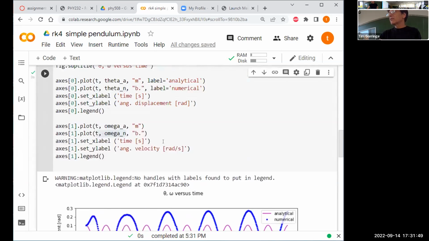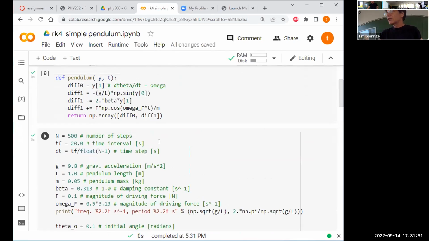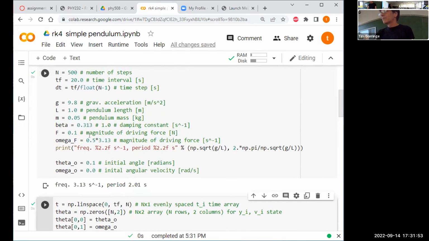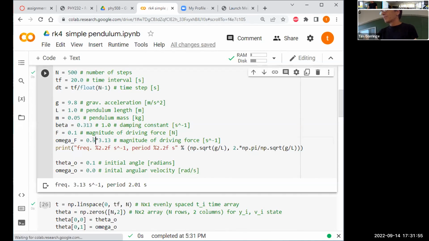So the period is twice as long and the frequency is half the size. So that makes sense. And now let me just show you, let's go towards resonance. So I'm going to put this frequency very close to, it can't be exactly, but very close to the natural frequency. See what we get here.